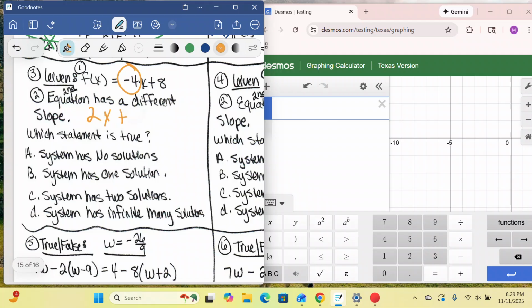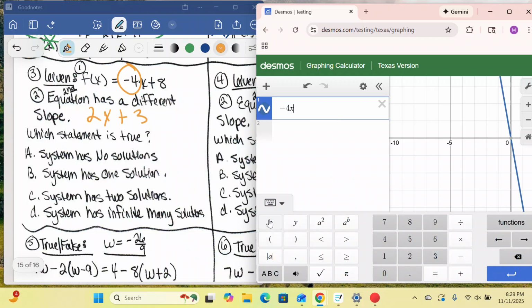And then I can do whatever number I want right there. And all I have to do is graph them, and they ask which statement is true. System has no solution, system has one solution, system has two solutions, or system has infinite many solutions. So I'm going to go ahead and graph the first one, and I'm not going to put the y equals. I'm just going to put negative 4x. Oh no, no square on this one because it's linear. Almost forgot. I'm going to go ahead and delete that, and then I'm going to put positive 8.